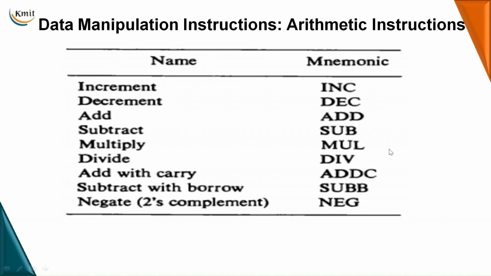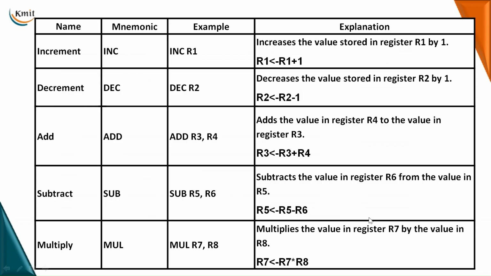as a negate. So this tabular column will give you the list of arithmetic instructions: increment, decrement, add, subtract, multiplication, division. This is add with carry, subtract with borrow, and negate. Negate is nothing but the two's complement. So we'll see in detail about each type of arithmetic operation.